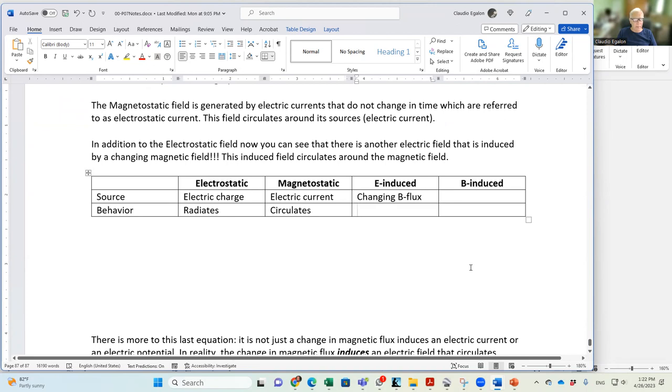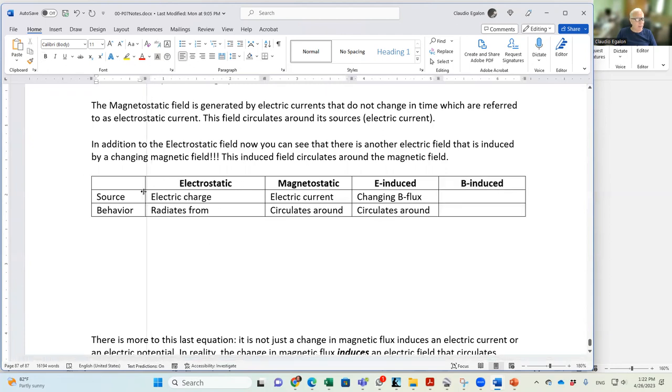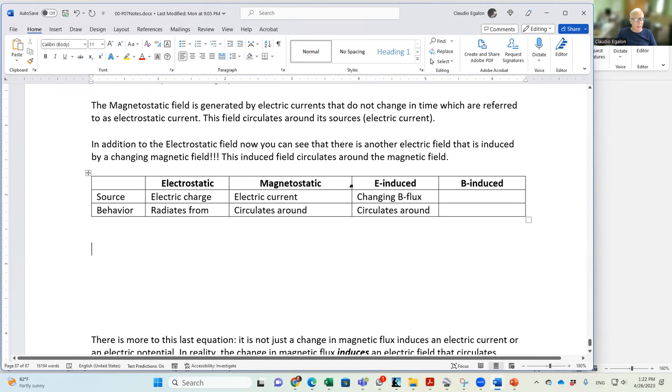And I already mentioned to you right now that this electric field that's induced by a changing magnetic field also circulates around the magnetic field. Circulates around the source. Okay, radiates from, circulates around. When I mean around the source, circulates around. And then we still have this one, this mysterious one that I haven't elaborated on yet, which by the way is not included in the equations yet, in the equations of electricity and magnetism. Radiates from, I'm gonna leave it this way, from the source.